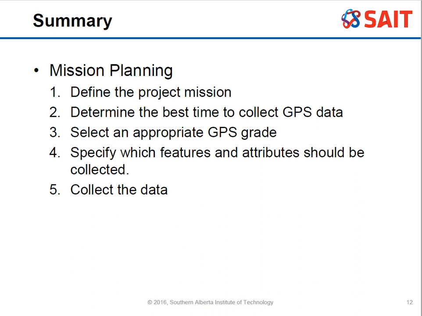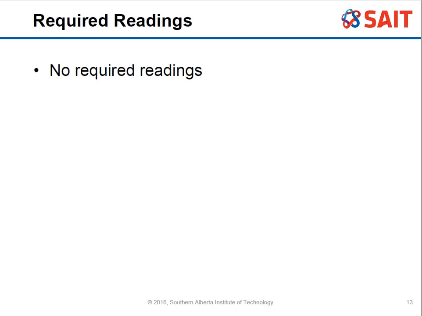So in summary, if you're going to go out and collect data, you're going to define the mission. You're going to figure out the best time using any of the almanacs that are available online. You're going to select an appropriate GPS device. Then you're going to decide what features and attributes you need to collect so that you're not out there forever, but you're also not missing any data that's required. And then finally, you will go out and actually collect the data.